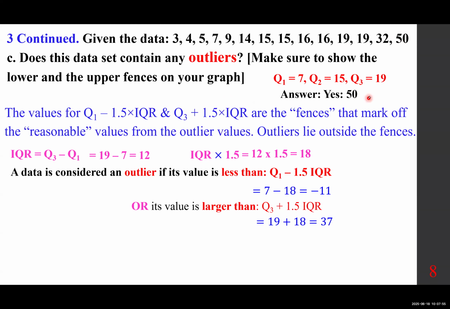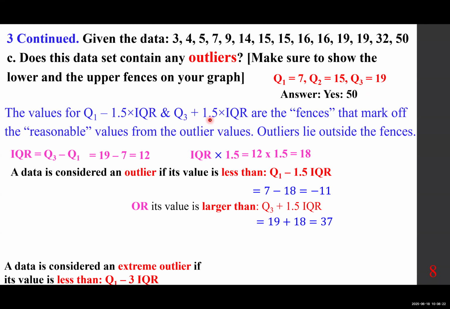So again, a basic definition, an outlier is something that's out there. But how do you find that? You have to do it mathematically. And mathematically, it's just Q sub 1 minus 1.5 IQR and Q sub 3 plus 1.5 IQR.